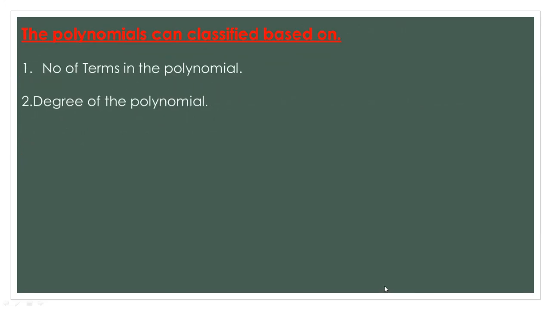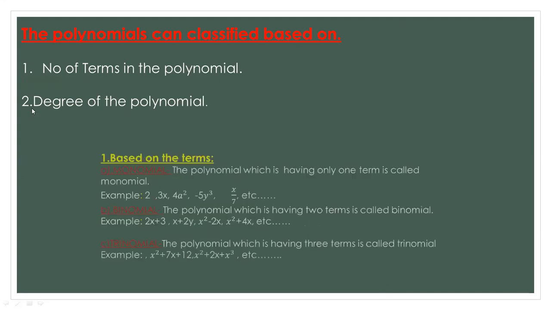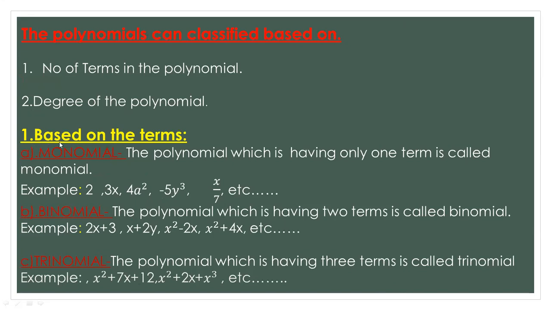The polynomials can be classified based on, first, the number of terms, and second, the degree of the polynomial. Let us study one by one. First one is polynomials based on the terms. First one is monomial. The polynomial which has only one term, whatever polynomial has only one term, is called a monomial.